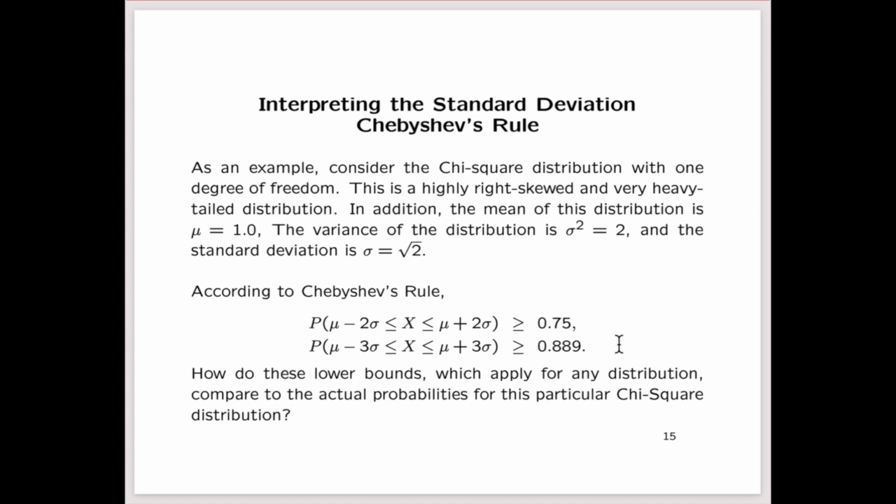It's interesting because this is a skewed, very right-skewed distribution. Again, it's a highly right-skewed distribution with very heavy tails. And so the question is, how do these lower bounds, 0.75 and 0.889, which apply for any distribution, compare with the actual probabilities for this particular chi-square distribution? Because we're dealing with a known distribution here, chi-square with 1 degree of freedom, we can actually calculate what these probabilities would be. Once we do that, we can compare with the guaranteed lower bounds.